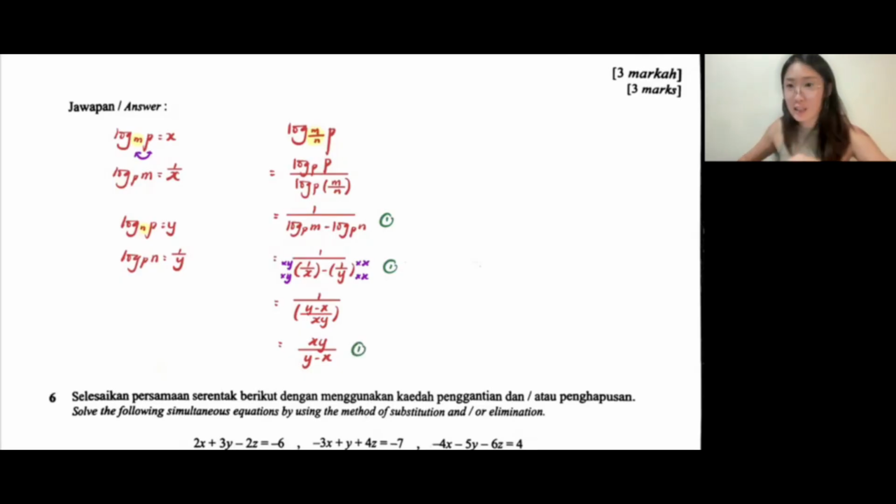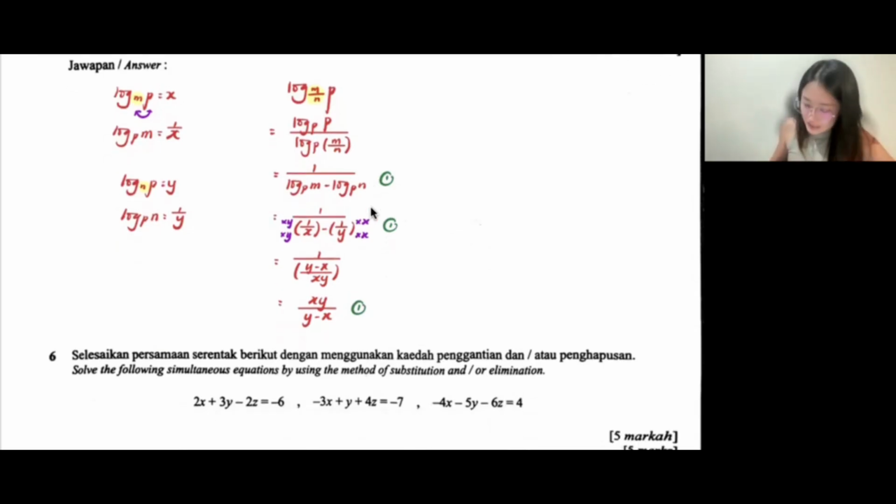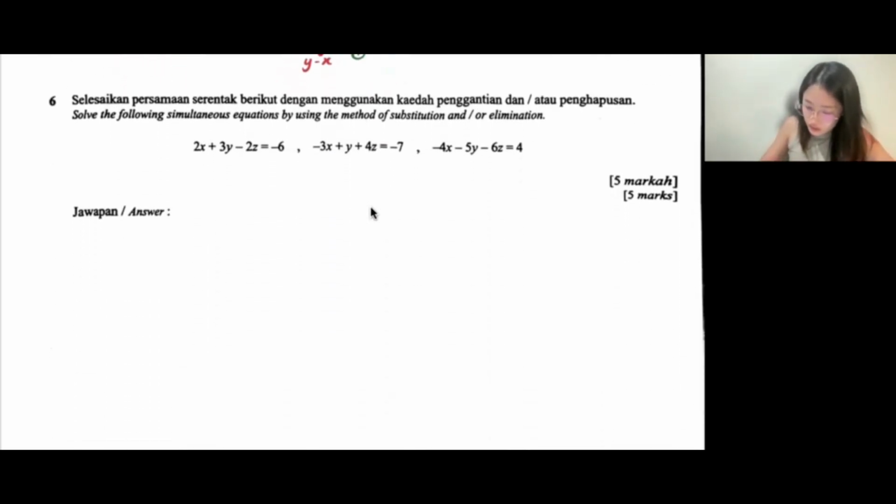So 3 marks in total over here. Okay, not very difficult, still doable. Okay, next one is 6. Okay, 6 is system of equation, form 4, chapter 3. All right, this one I would say is bonus mark because it's too easy already. Because out of all the chapters, it's basics.